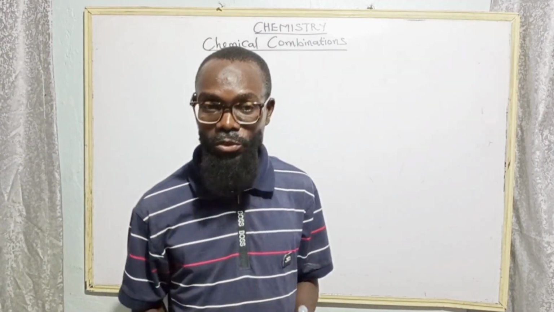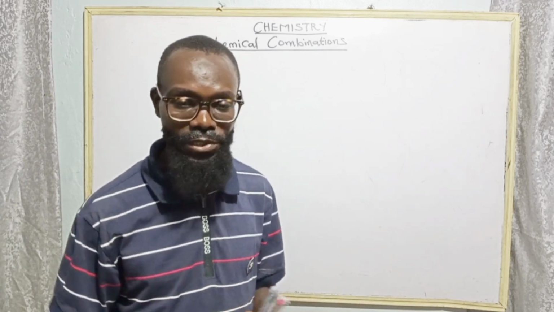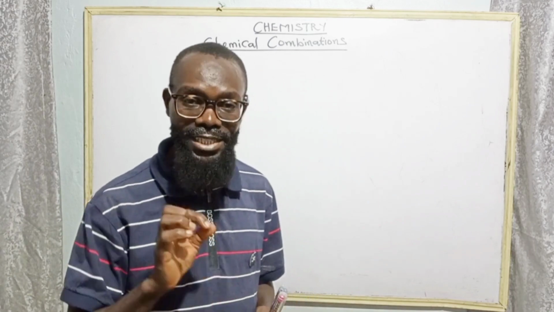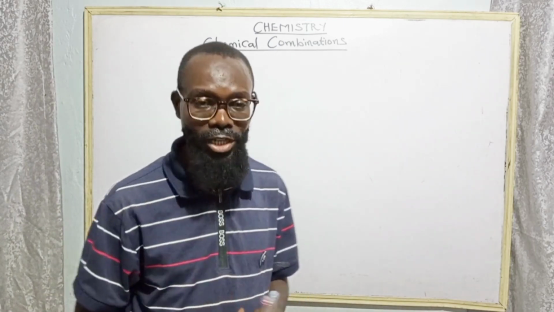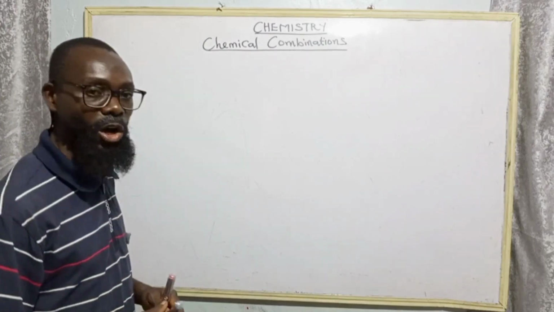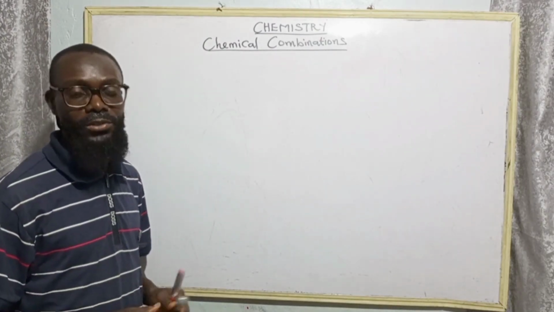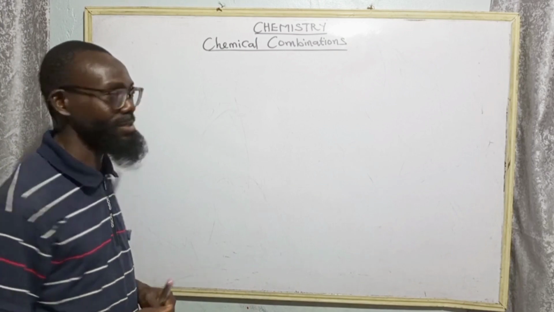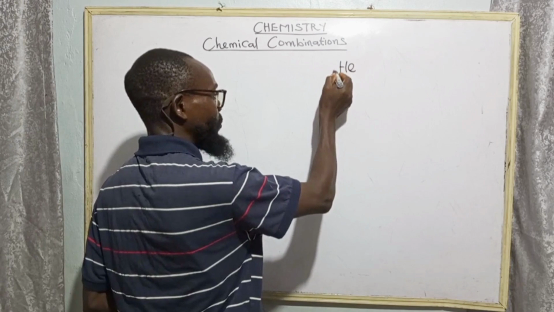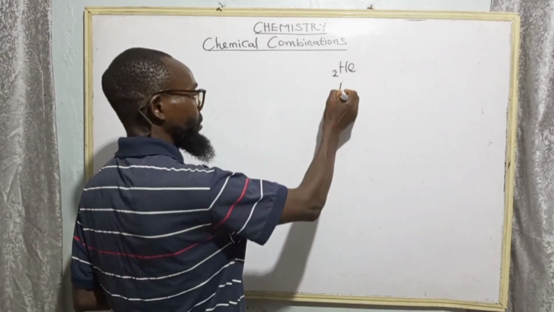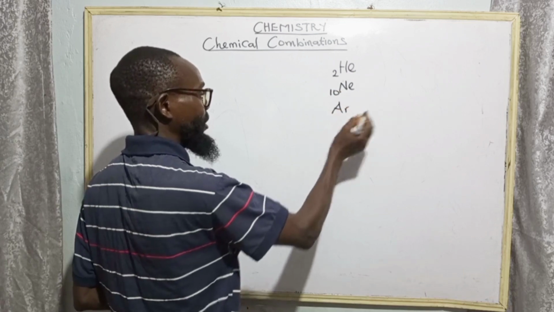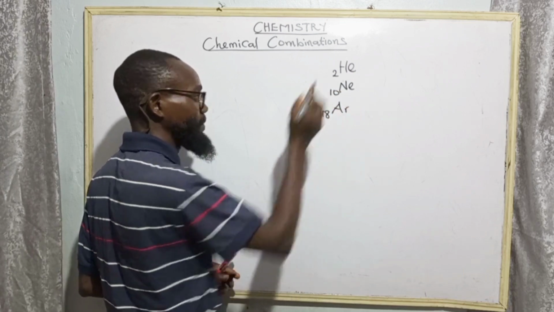Chemical combination is brought about by the coming together of atoms whenever they want to attain a stable electronic configuration. Let's say, for instance, we have some atoms of group 0 elements, which is group 8: helium with an atomic number of 2, neon, atomic number of 10, argon, atomic number of 18.